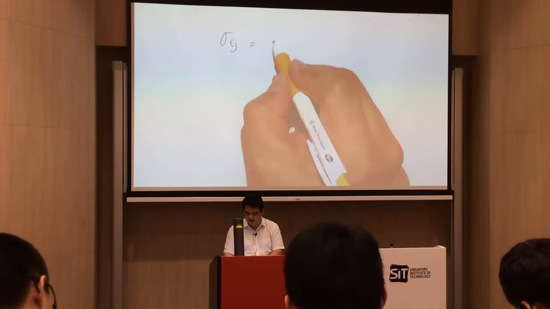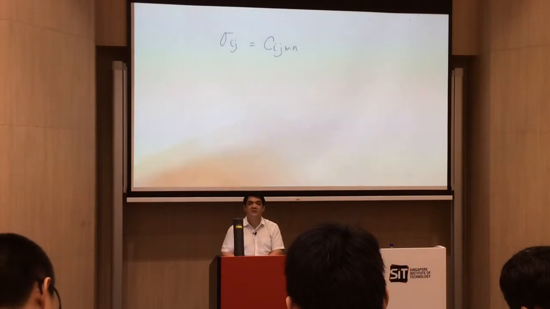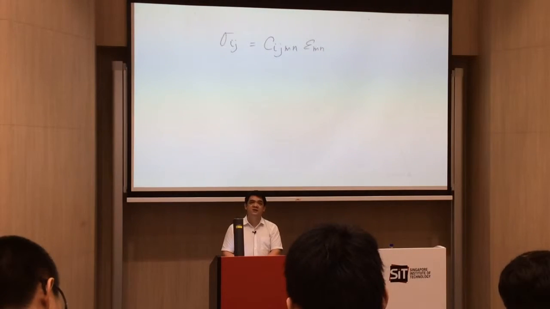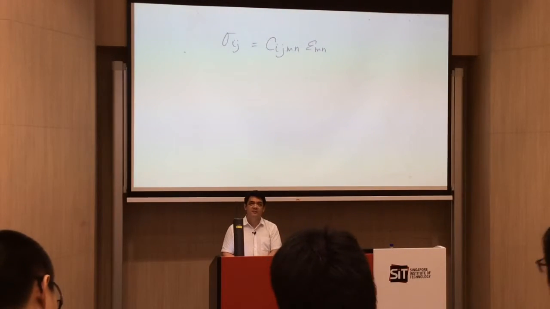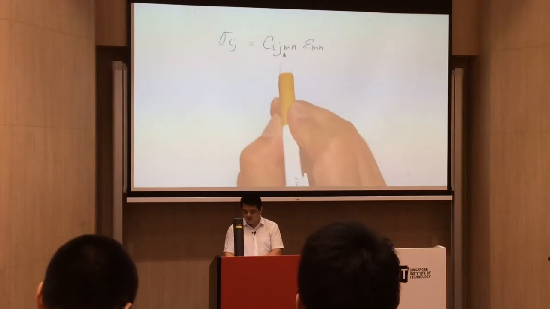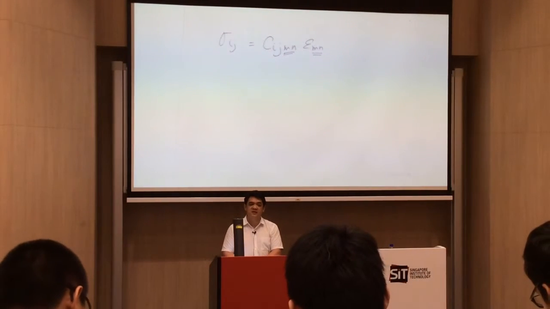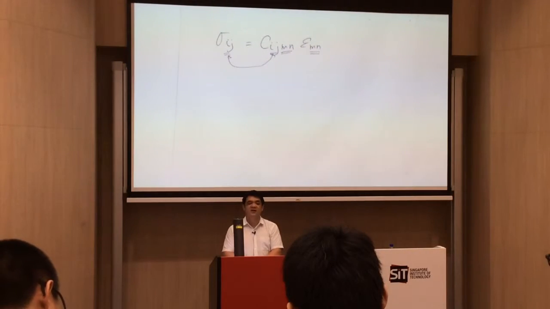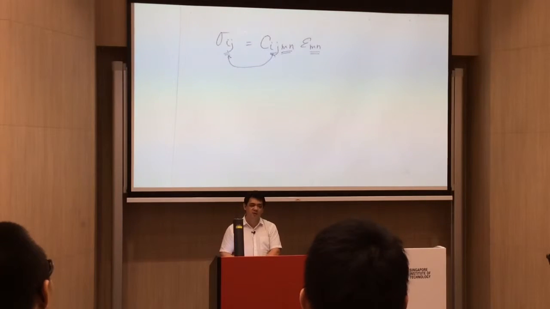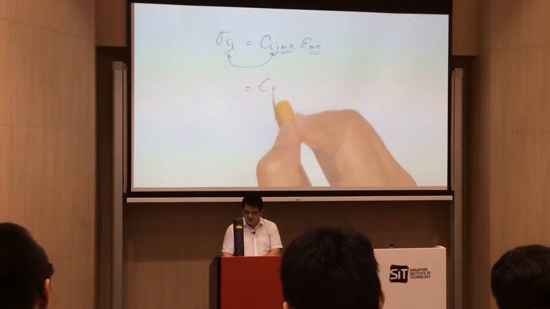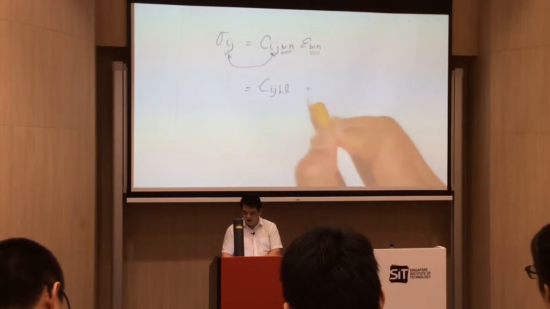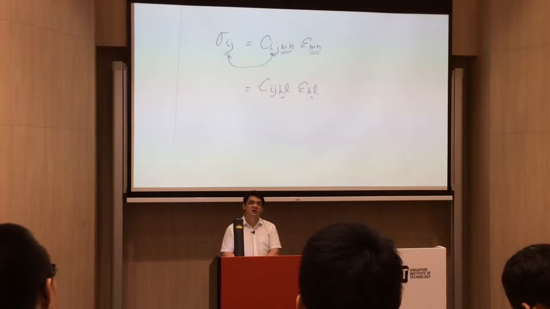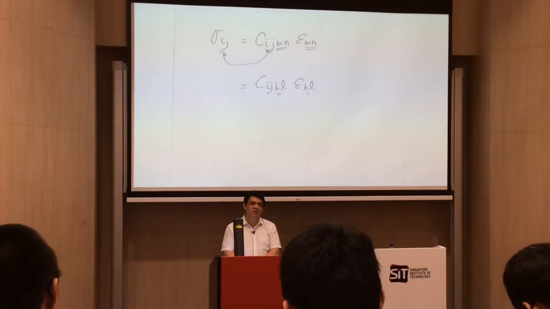So this one is, okay, then you have epsilon mn. So this one, dummy indices, you end up with those two free indices. I mean, they can be written in different forms. Cijkl and then epsilon kl. Take note, these are dummy indices, as long as you don't repeat an index more than twice in an equation.